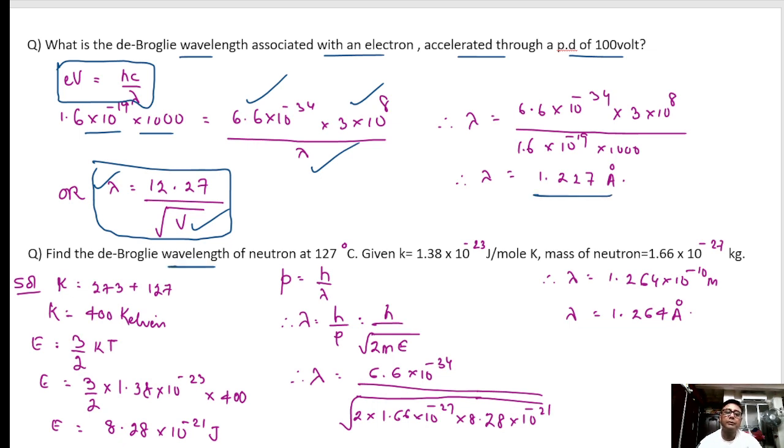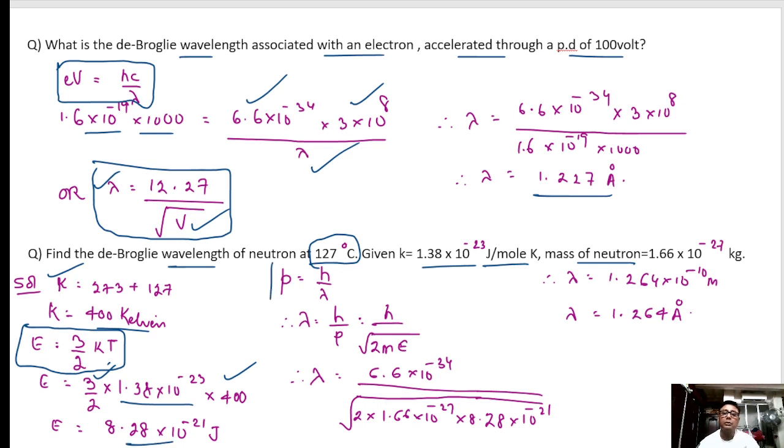Find the de Broglie wavelength of a neutron at this temperature, and the mass of the neutron is given. This is the Boltzmann constant. At this temperature, the Kelvin temperature is 400 Kelvin, and we know energy is 3 by 2 kT. So 3 by 2, the value of k into T, gives the energy. Also we know P equals h by lambda, so lambda equals h by P.